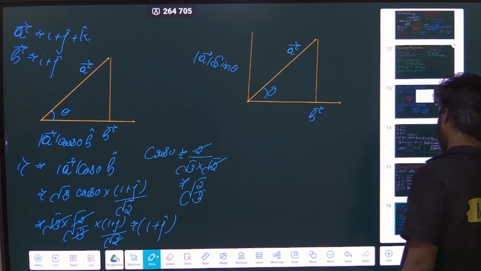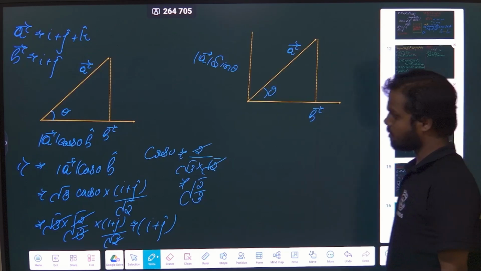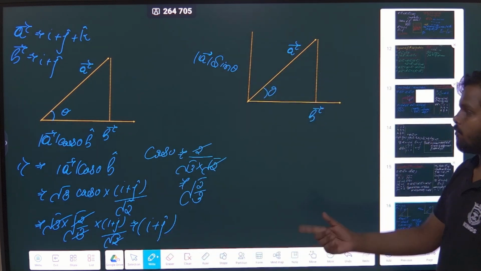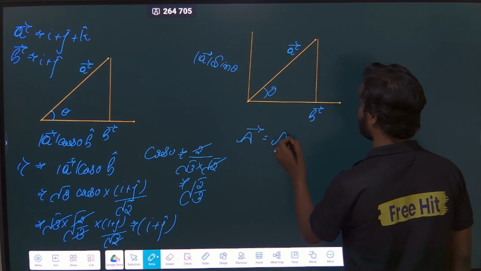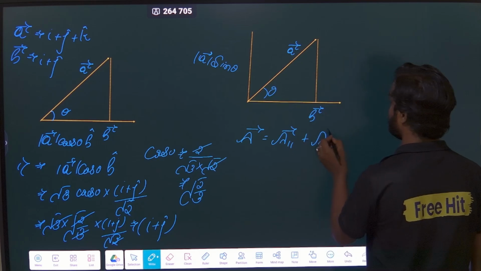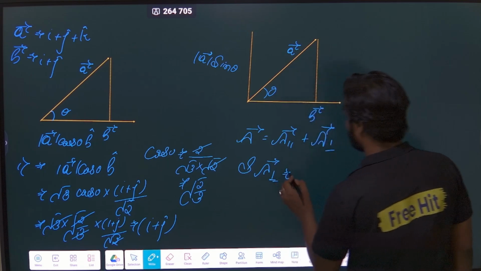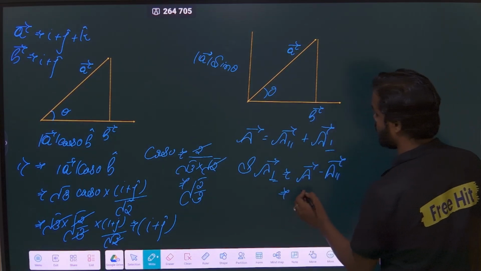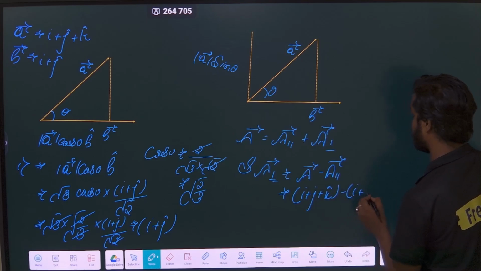Here this property will come into the picture. It states that any vector A can be written as a sum of its parallel and perpendicular components. See, this is the parallel component of vector A, which we have found. How to find the perpendicular component? Because my vector A can be written as the sum of its parallel component plus perpendicular component. So I can directly calculate A perpendicular as my A vector minus the parallel component. We know A vector is I plus J, minus the parallel component we have got.